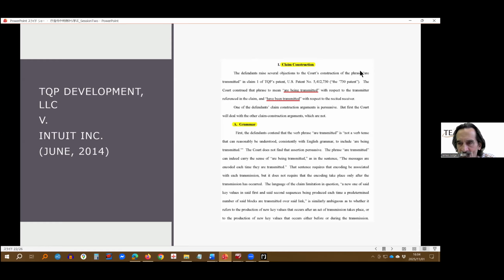I didn't underline it here, but the court's construction of the phrase are transmitted. Should it be are being transmitted, or should it be have been transmitted, or could it be both? And it turns out that the tense of the word are transmitted, does it mean are being transmitted or have been transmitted? That grammatical issue was the entire question that whether or not there was infringement hinged upon. In other words, the accused infringer was trying to avoid the accusation of infringement by splitting hairs over this grammatical interpretation.